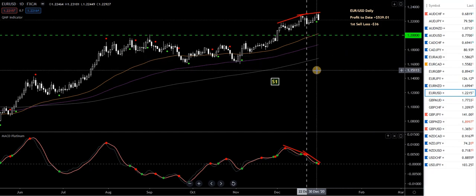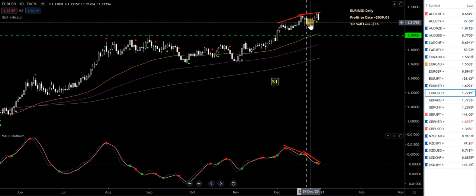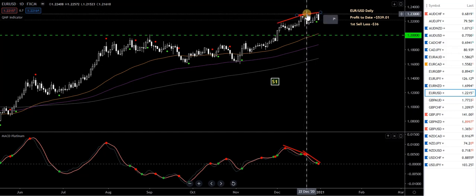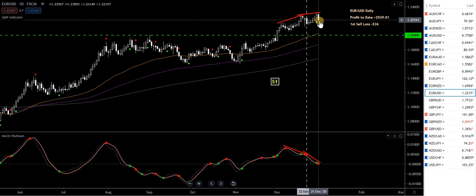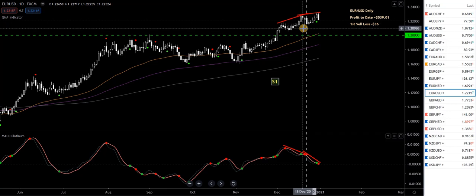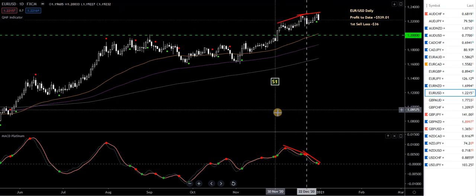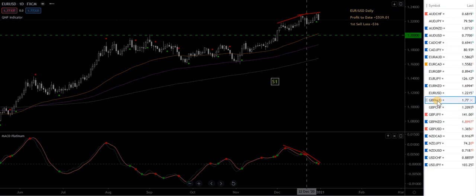Euro USD, nothing happening. Last signal was a buy, which wasn't valid. Didn't take it. I did have a loss on a sell in here. Yeah, there's a red dot up here. Can't see it. So waiting for another sell, similar to the Euro Yen. Price is going up, MACD is going down, divergence.